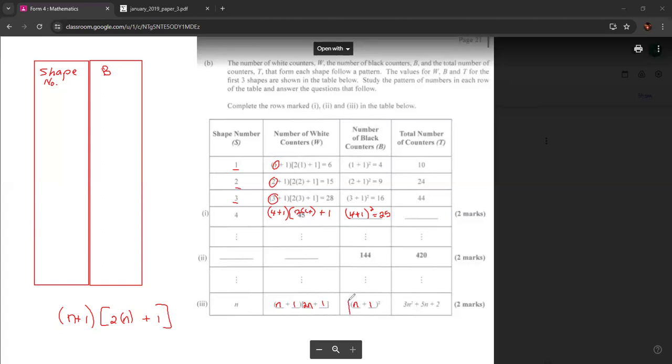Now, I know that in order to find the number of black counters, it's going to be n plus 1 all squared. Now, the n plus 1 all squared was equal to 144. So we could use this information in order to figure out the shape number, or the value of n in that case.